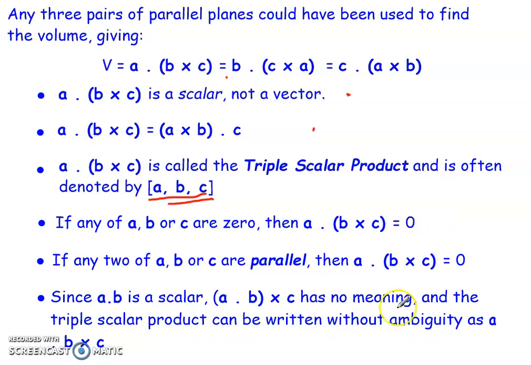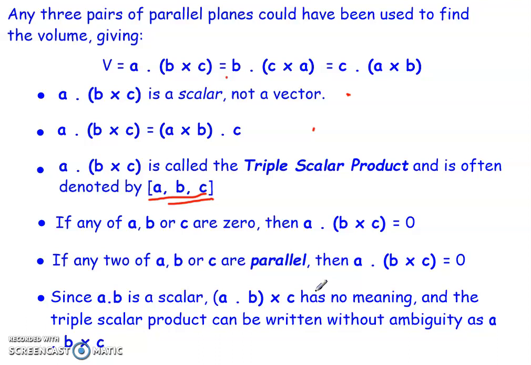Now, since A dot B is also a scalar, if we were to write A dot B in a bracket cross C, this has no meaning. A dot B gives us a scalar, and a scalar doing the vector product with a vector has no meaning. So the triple scalar product can be written without ambiguity as A dot B cross C. We can just get rid of the brackets if we want, because we know we have to take the vector product first. In order to do the scalar product, we have to have two vectors, so we have to do the B cross C part, the vector product, first, depending on which two vectors we choose. That has to be done before we can take the scalar product.